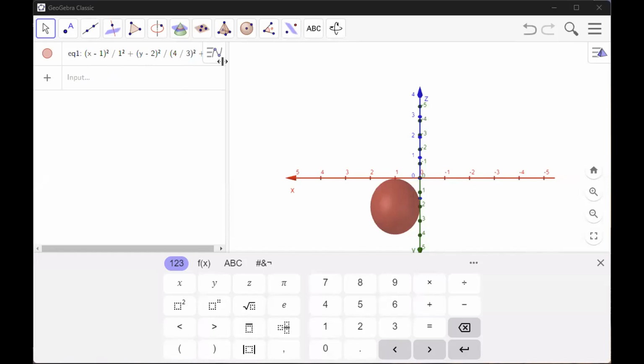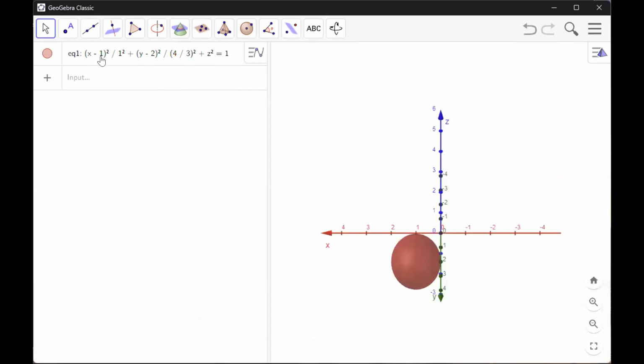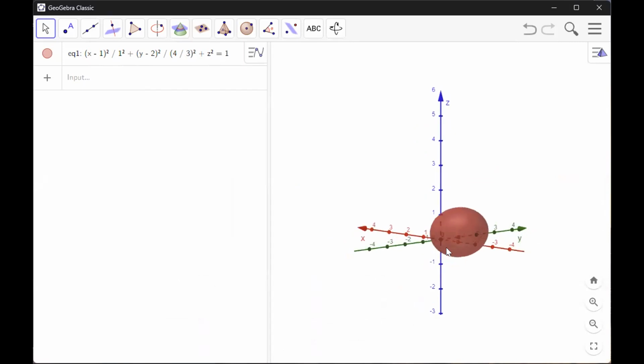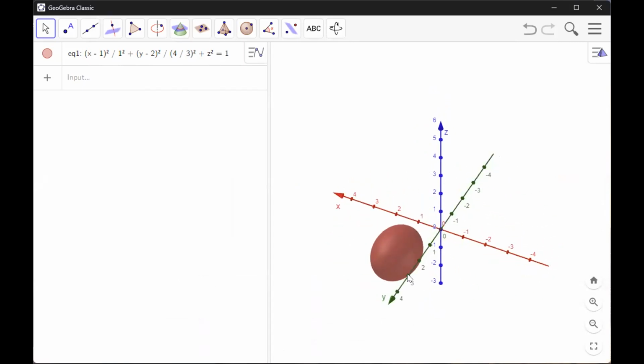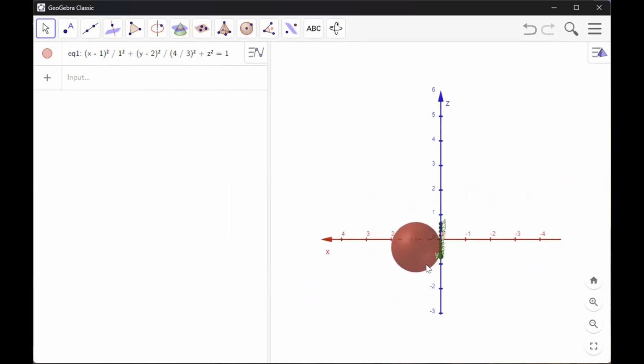Inputting the equation of the ellipsoid, x minus 1 quantity squared over 1 squared plus y minus 2 squared over 4/3, which is 16 over 9, squared plus z squared over 1 squared, if you want, equals 1. This is the graph of the ellipsoid, and as you would expect, its center has been shifted in the x direction to a positive 1, and then it's been shifted in the y direction up 2, and it's in the xy plane, so the z is 0 there.